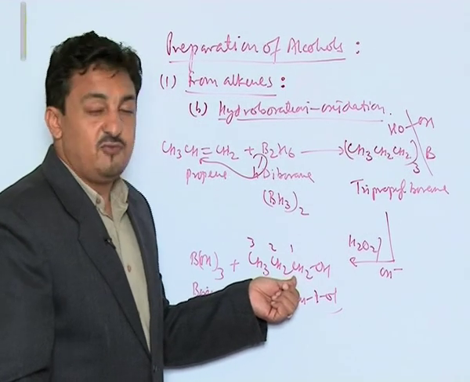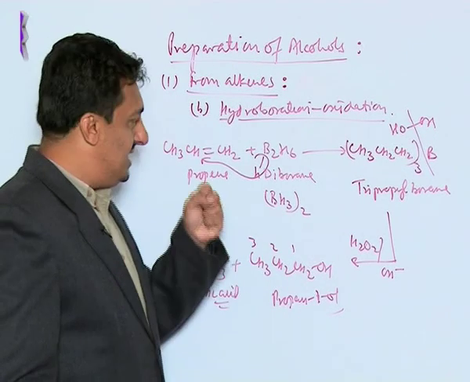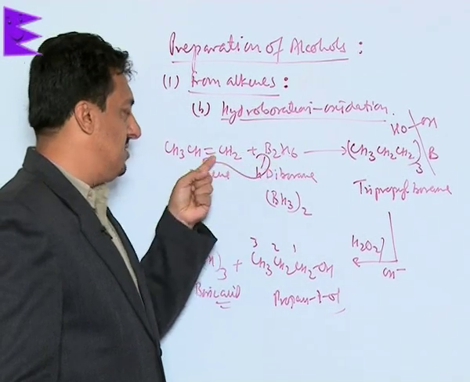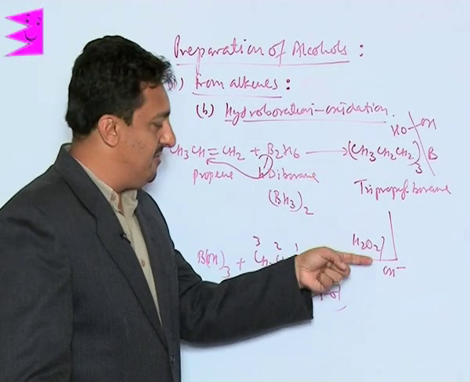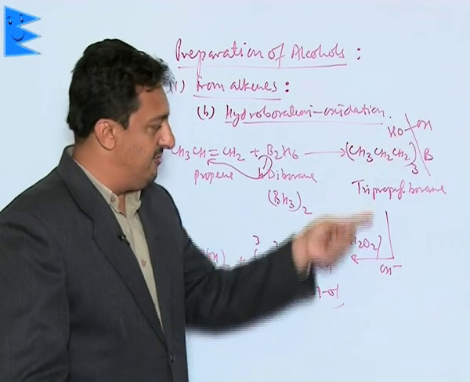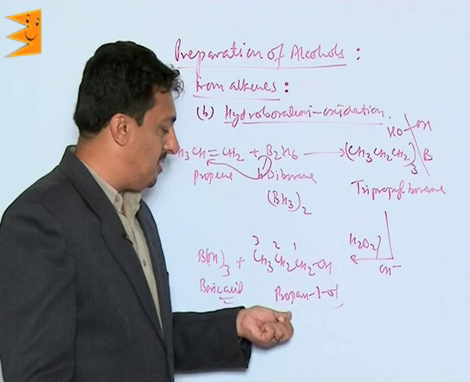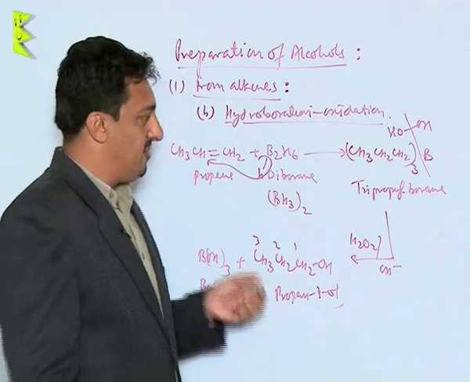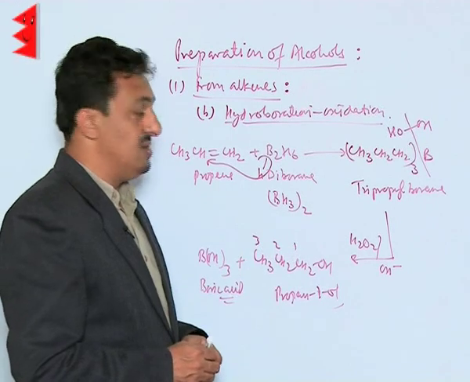So the addition seems to follow anti-Markovnikov's rule, but it's not correct, because the addition of initial B2H6 on this alkene has already taken place as per Markovnikov's rule. Since the last carbon was attached to the boron, due to the addition of hydrogen peroxide, the OH therefore gets attached to the first carbon only, and that is why the product obtained is propan-1-ol. So this is the basic reaction: hydroboration, oxidation.